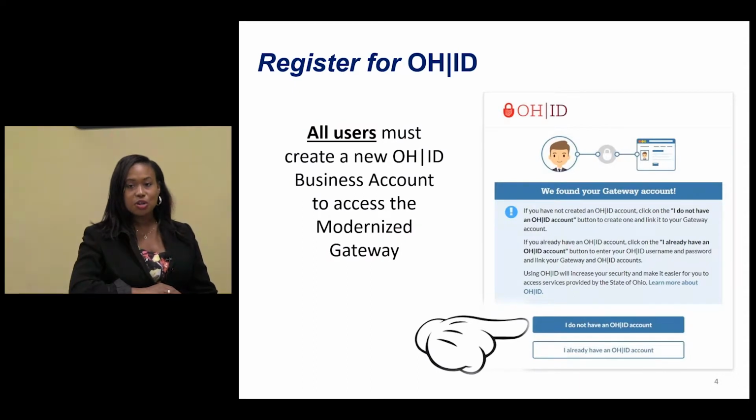All users must create a new OHID business account to access the modernized gateway. This screen will appear once you have entered the username and password that was familiar to you from the red screen into the blue screen. This is the system notifying you that it has now linked your old profile with the new profile. This linking will automatically convert the history of all of your filings from the red system over to the blue system.